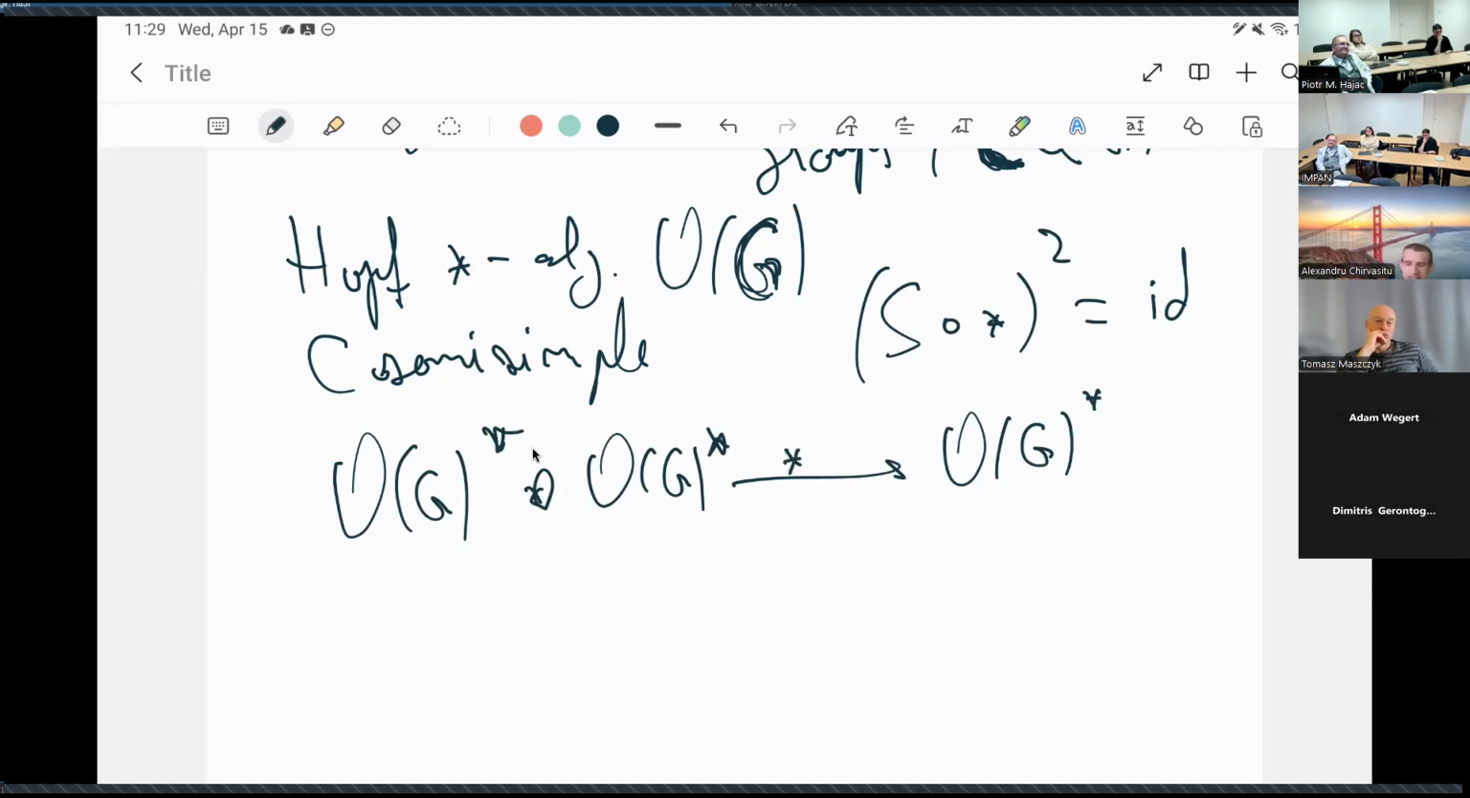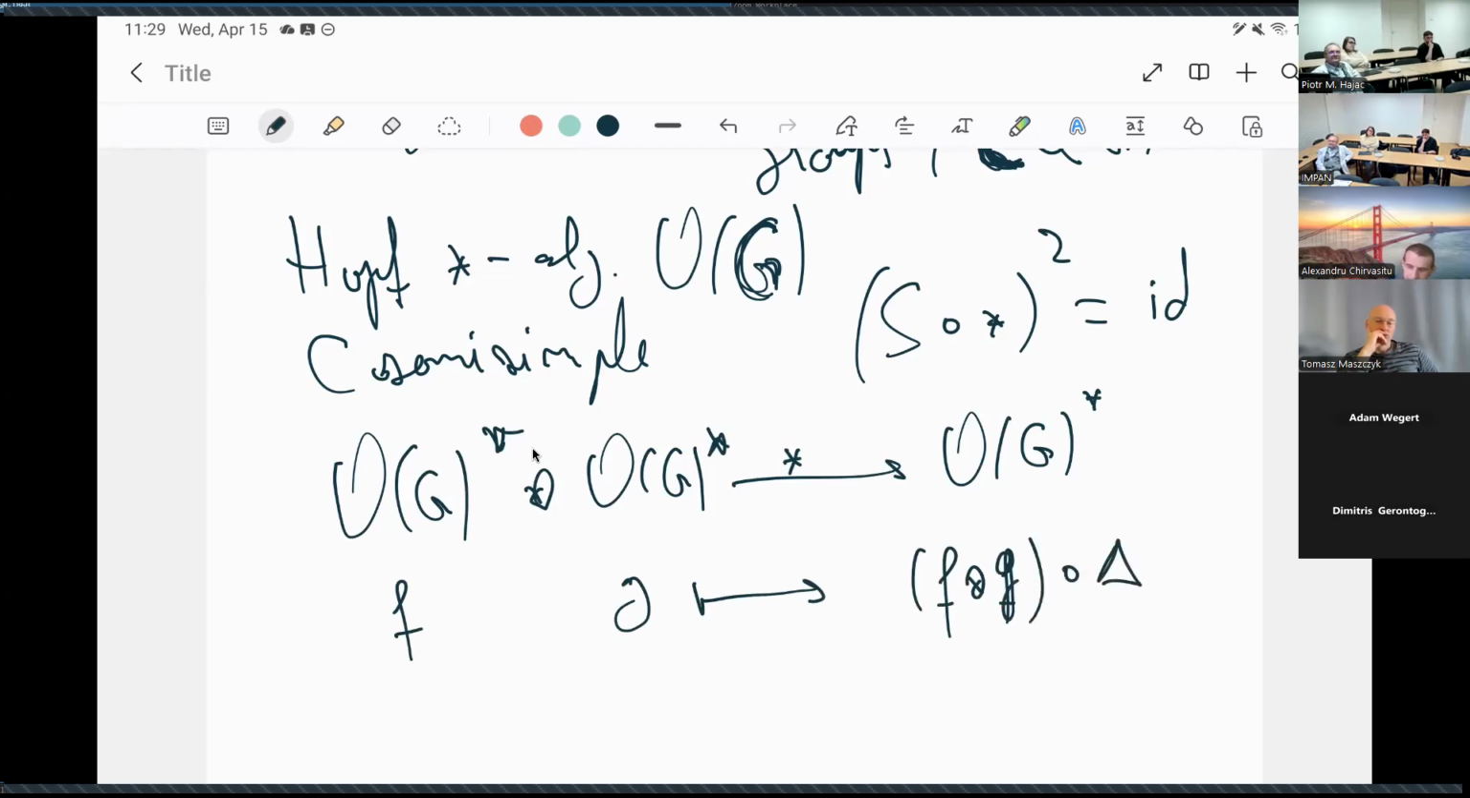This star means the convolution product. And what you do is, you take two functionals and you send them to F tensor G, composed with the co-multiplication. That's going to give you another functional.